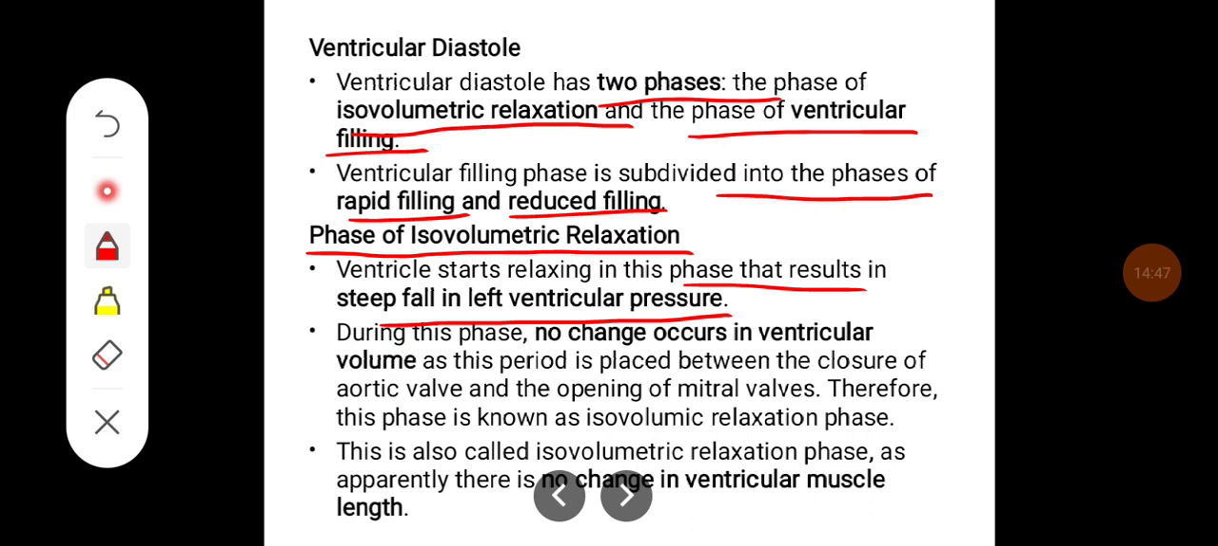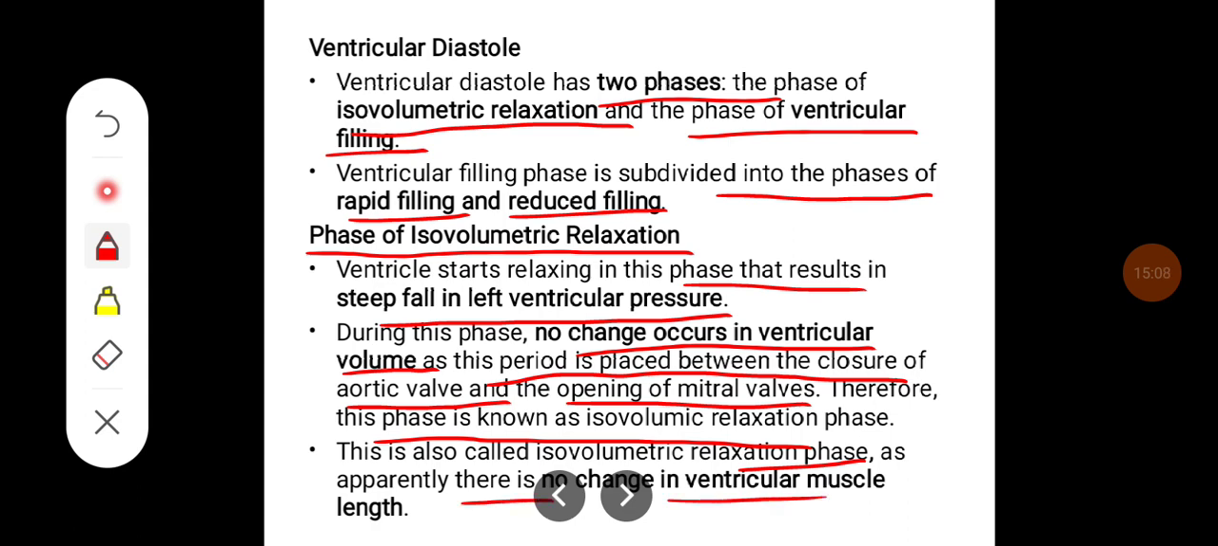During this phase, no change occurs in the ventricular volume, as this period is placed between the closure of the aortic valve and the opening of the mitral valve. Therefore, this phase is known as the isovolumetric relaxation phase. This is also called isometric relaxation phase as apparently there is no change in the ventricular muscle length.